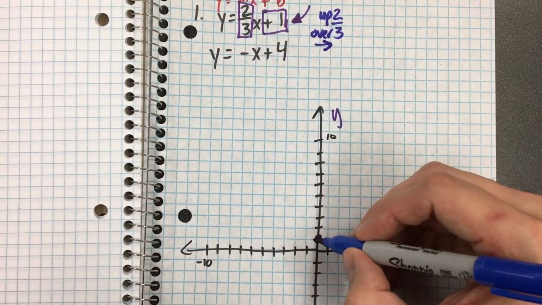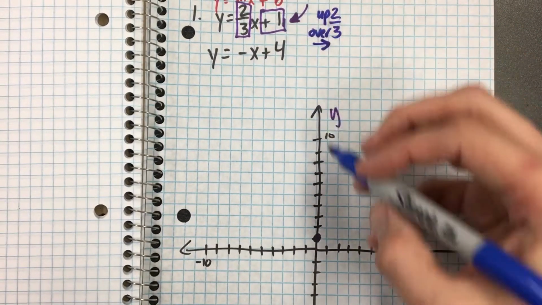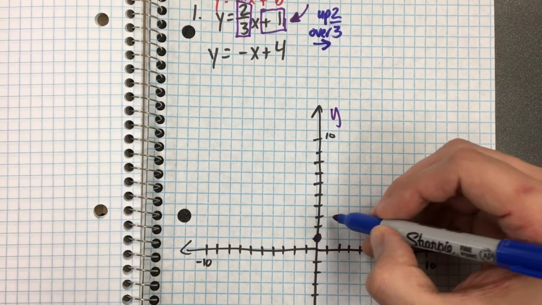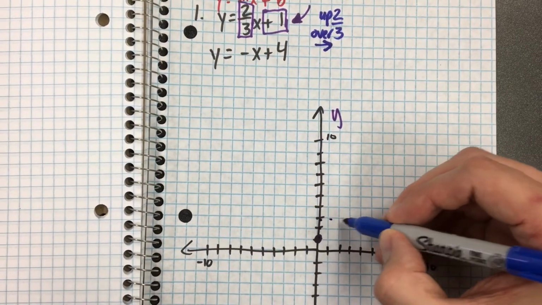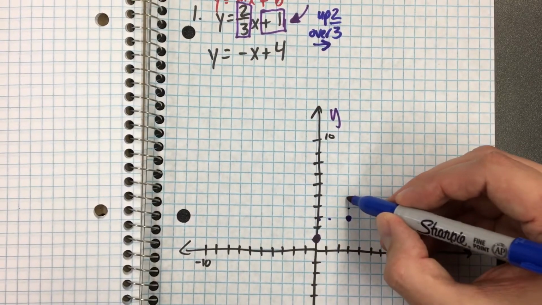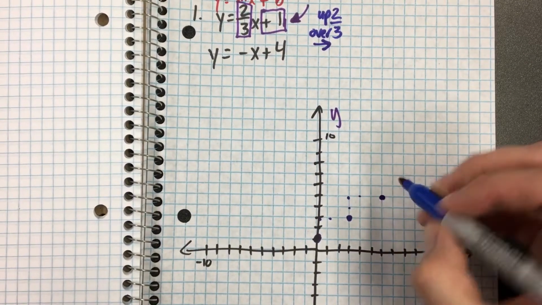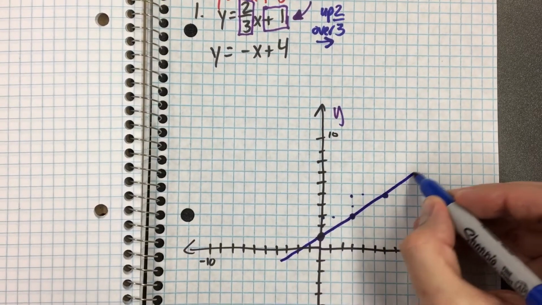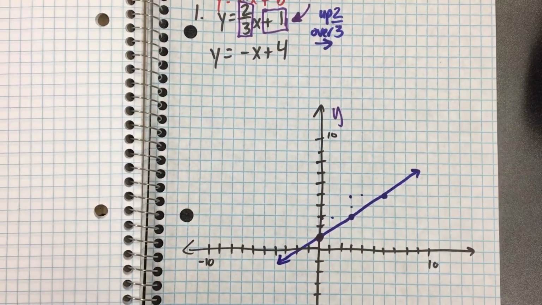So I'm going to take the dot that I already made, the dot that was on the 1. I'm going to go up 2 over 3. Up 2 squares over 3. Up 2 more, over 3 more. Up 2, over 1, 2, 3. Right? Kind of makes this little stair-step thing. Connect the dots. There's the first line.